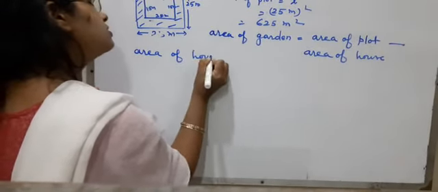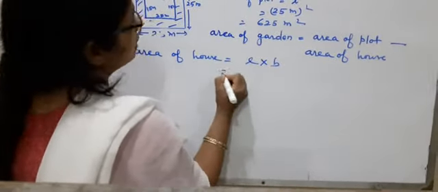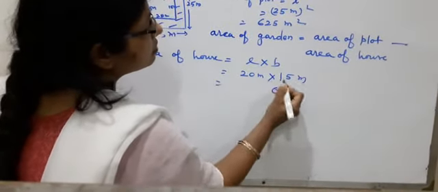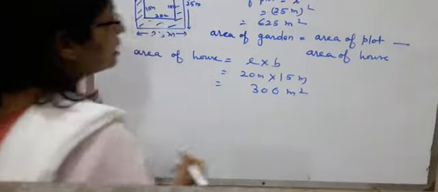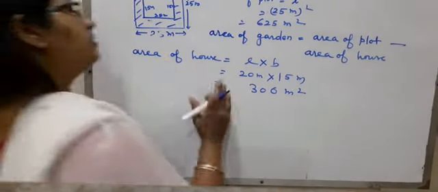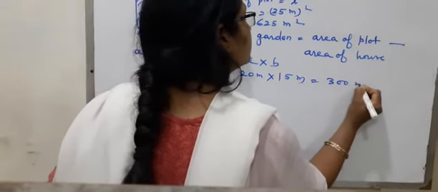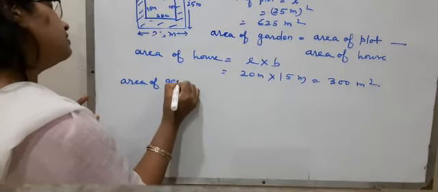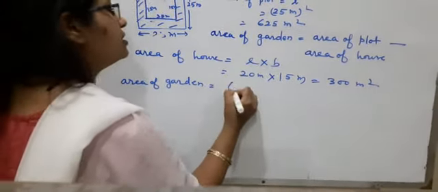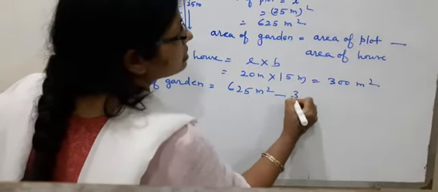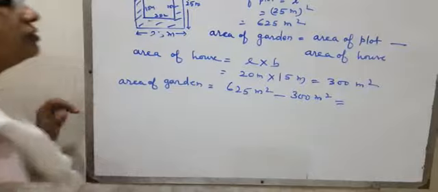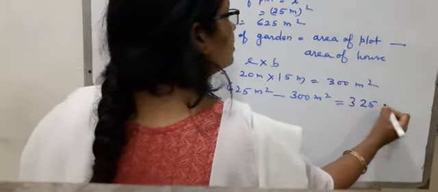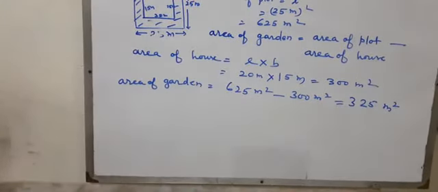Area of house is equal to L into B. Length is 20 meter and breadth is 15 meter, equal to 300 meter square is area of house. Then area of garden is equal to 625 meter square minus 300 meter square, equal to 325 meter square, area of garden.